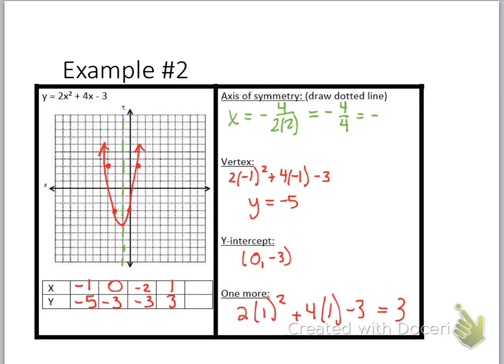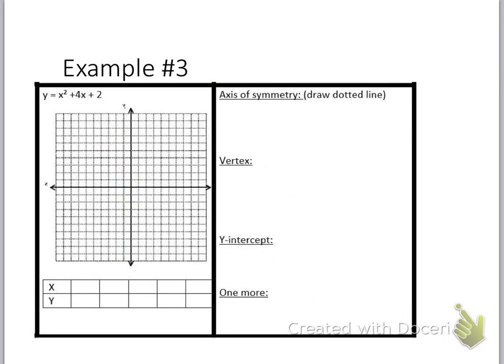Let's do one more example. Again, try to do this on your own, then check. So in this equation, my a is 1. So x equals negative 4 divided by 2 over 1. It's that invisible 1. And that simplifies to a negative 2. So I've got an axis of symmetry going through negative 2.